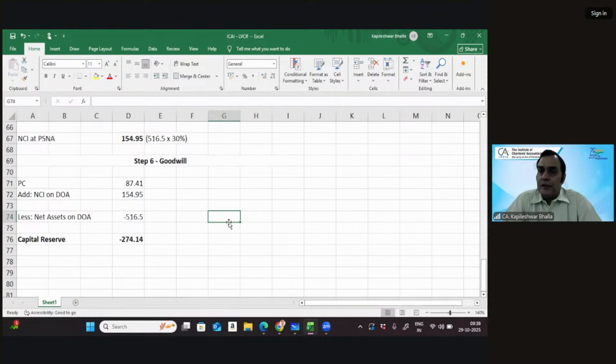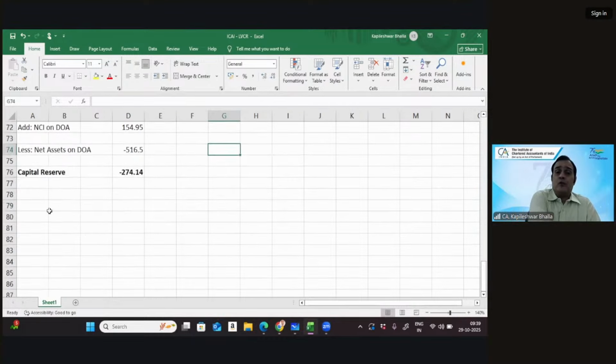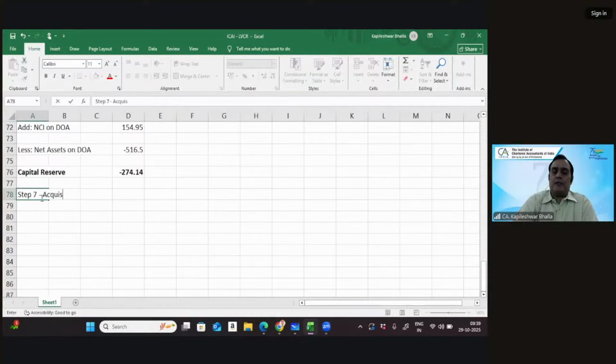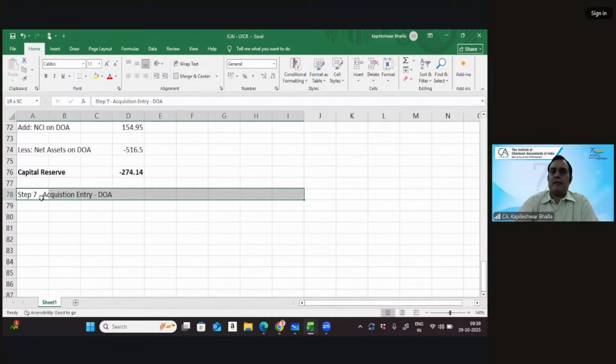I think now everything is well organized. Now we can just simply put the acquisition entry as well. But the question is not asking you an acquisition entry, but I'm still going to put the acquisition entry. The question is asking me to make an opening balance sheet, which also I will do. So let me first go to the step number 7. Step number 7 is going to be putting an acquisition entry that is on the date of acquisition. So we need the step number 7 acquisition entry on the acquisition date.